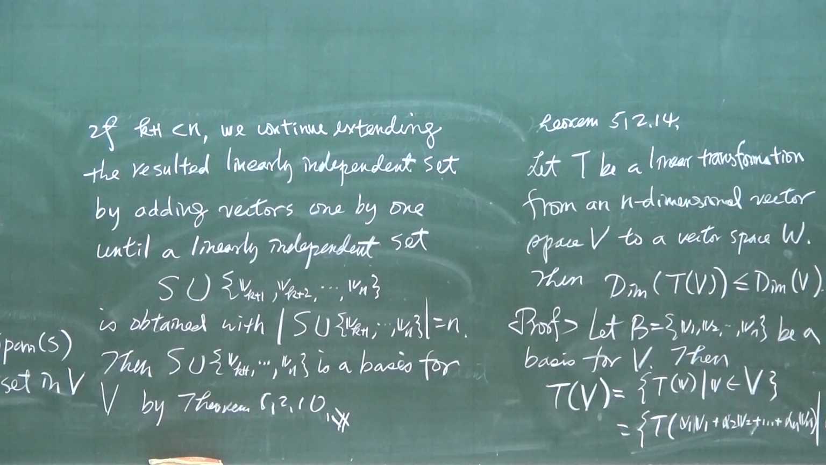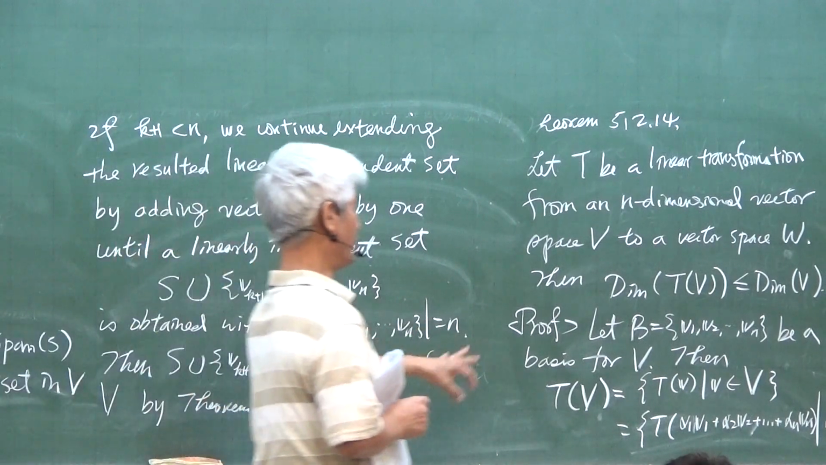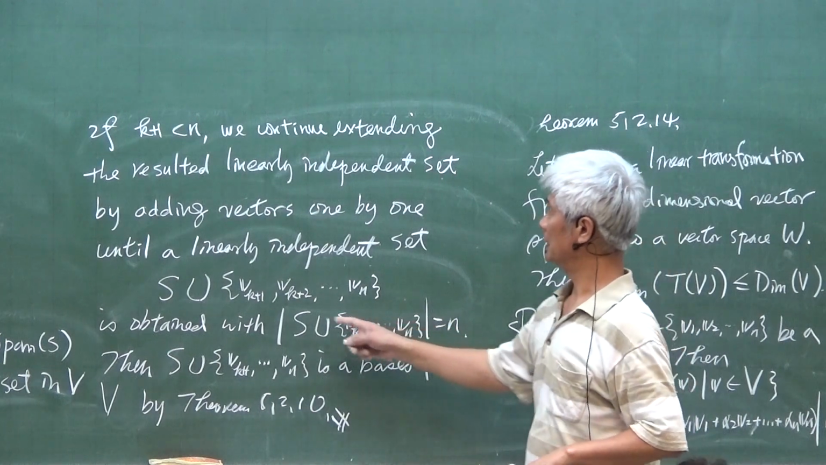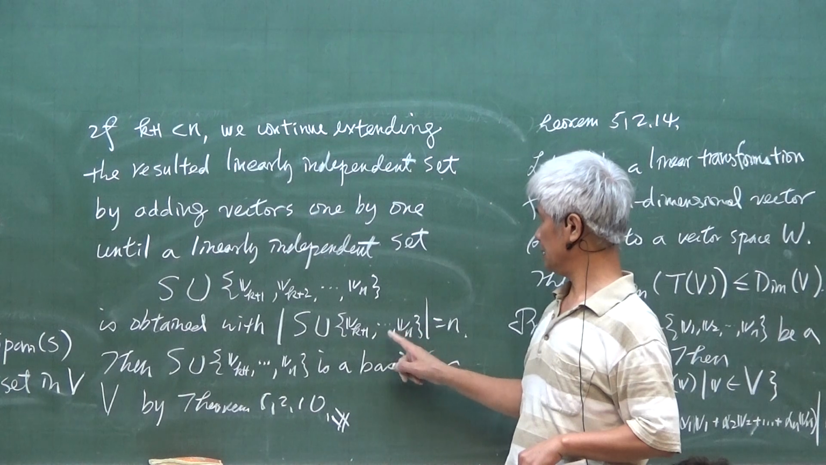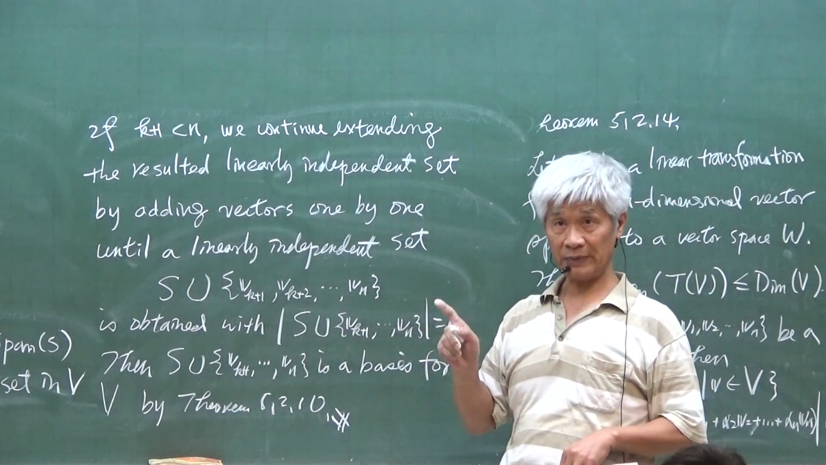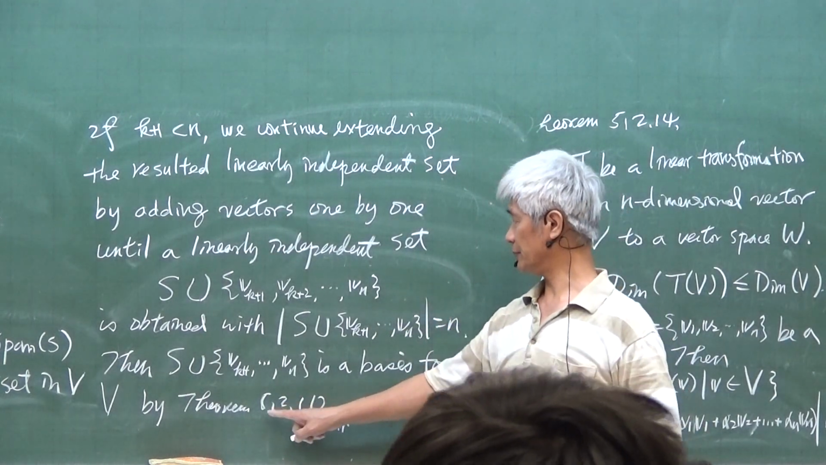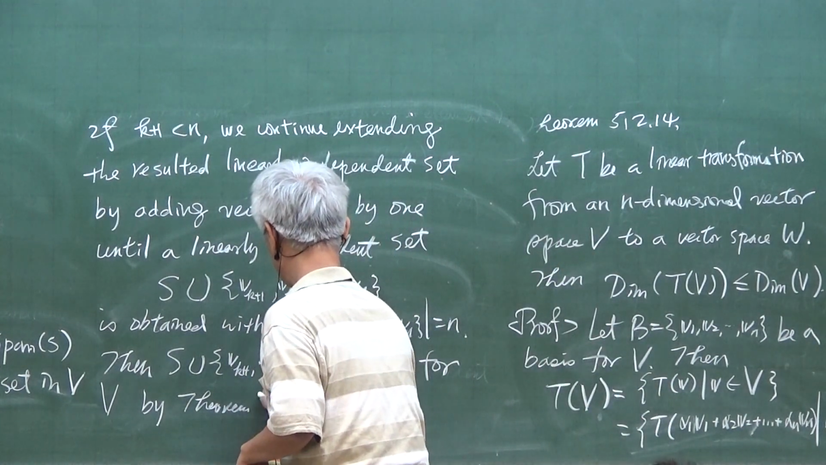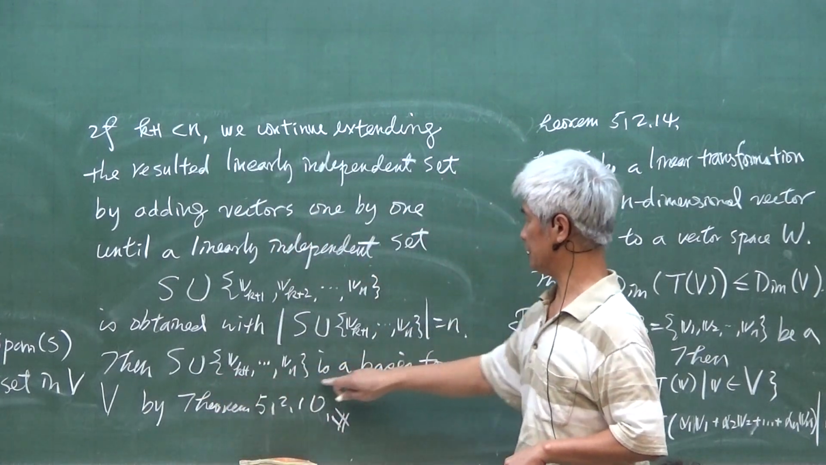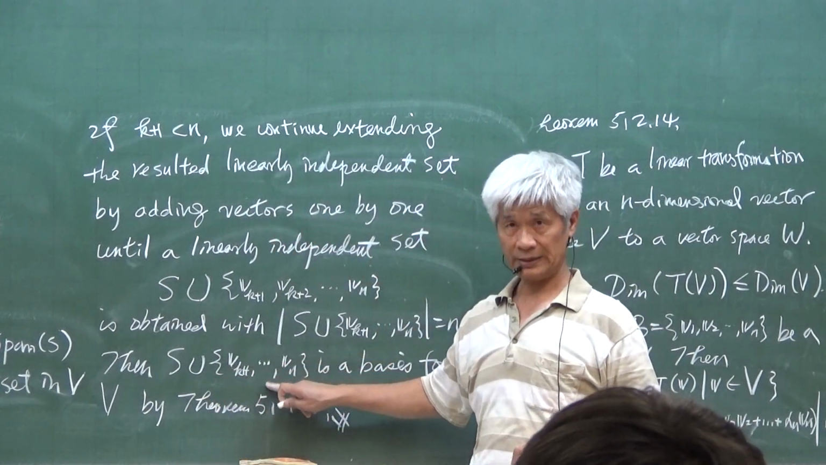So the idea is very simple. Every time you pick up a vector outside the span, so if the span is not equal to V, then you add vectors one by one, up to the size of the linearly independent set coming to n. When the size of the linearly independent set comes to n, and n is equal to the dimension of the big space, then by theorem 5.2.10, this newly established set becomes a basis.